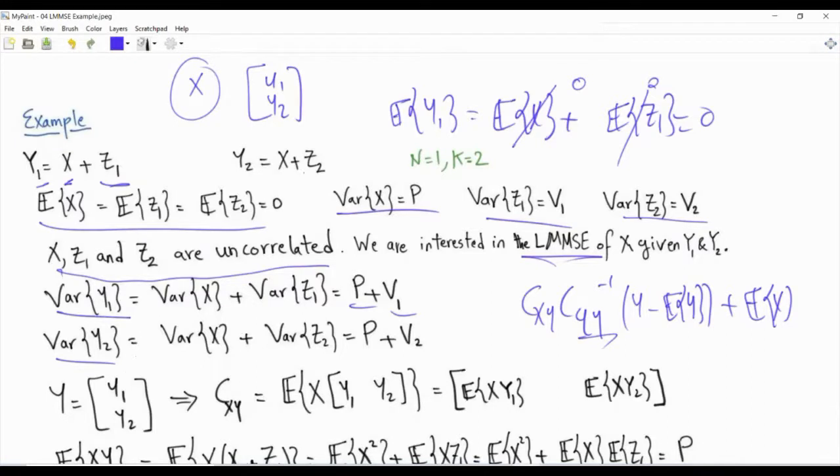What is the variance of y2? y2 is x plus z2. They are uncorrelated, so the covariance is 0. So the variance of x plus z2 is the variance of x plus the variance of z2. So this is p plus v2.